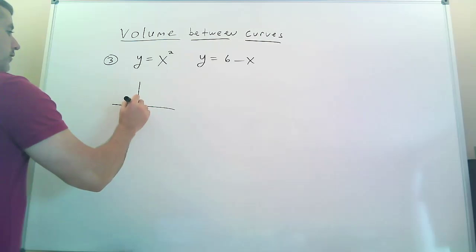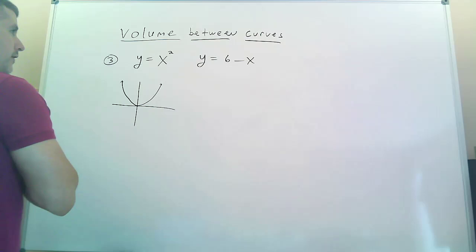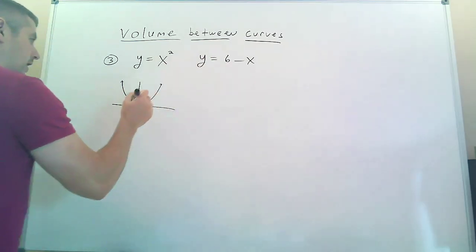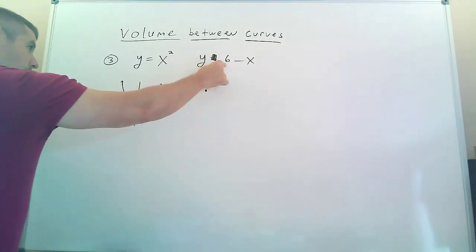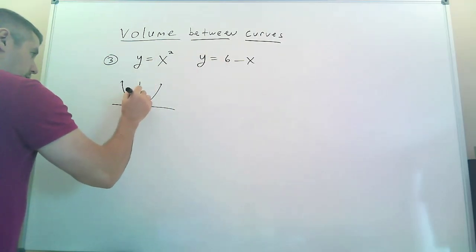Now, I know y equals x squared is a parabola centered at the origin. And again, your graph doesn't have to be super precise. Now, this is a line. That is the y-intercept right there. That means it crosses at 6. So 2, 3, 4, 5, 6.